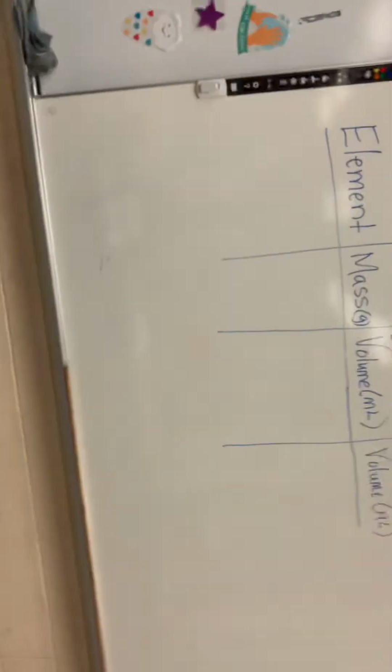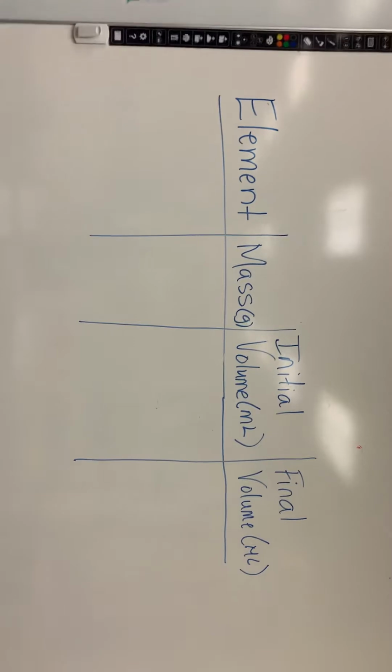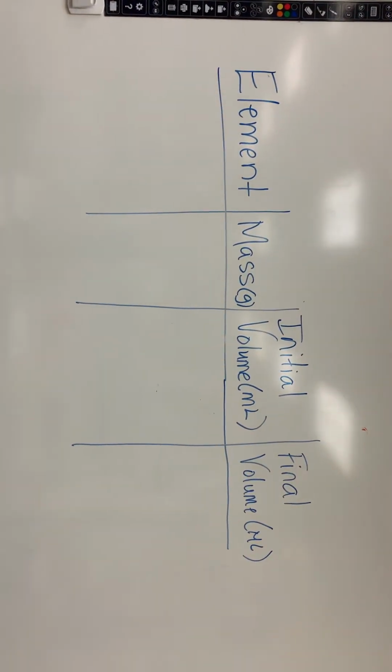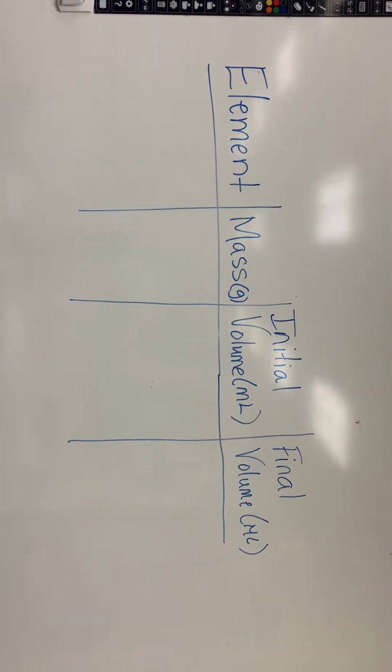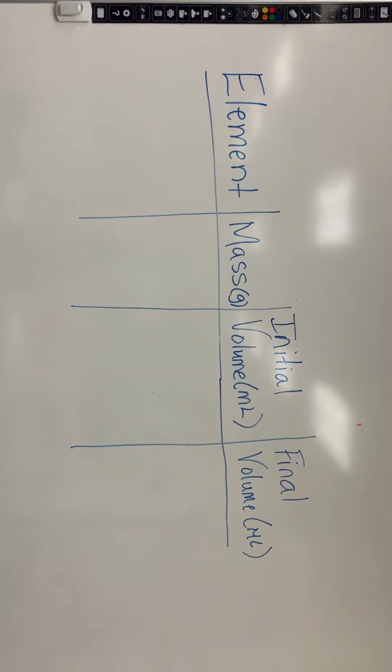You'll need a data table to record your data. You'll want to be able to write the element's name, the mass of the element, the initial volume, and the final volume. We're going to start with silicon.